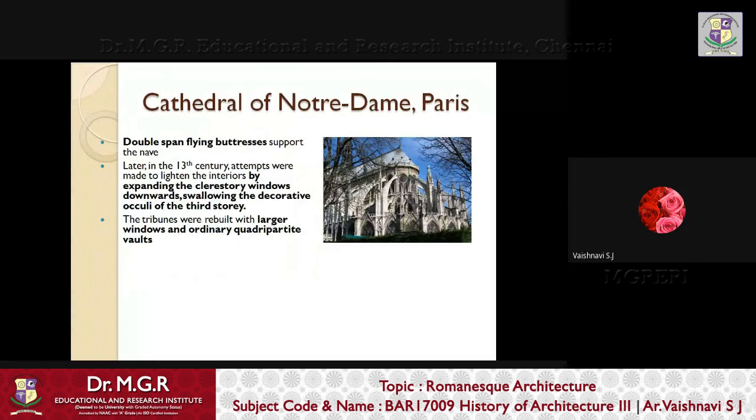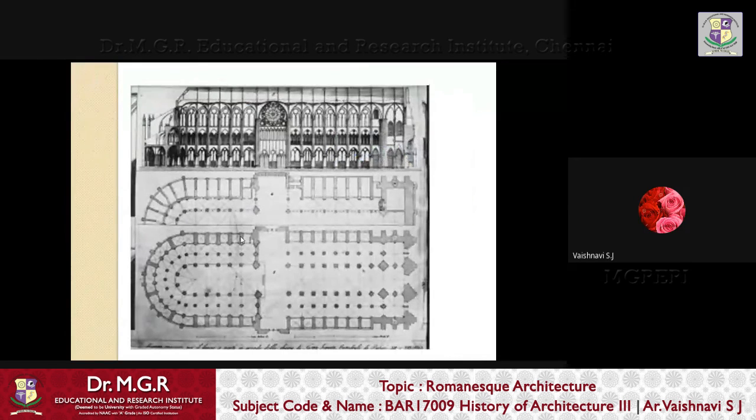They used double span flying buttresses to support the nave. And in the 13th century, they tried to lighten the interiors by expanding the clerestory windows downwards, and they also used quadripartite walls. So larger windows were used and quadripartite walls were used. So this will be the planning of Notre Dame.